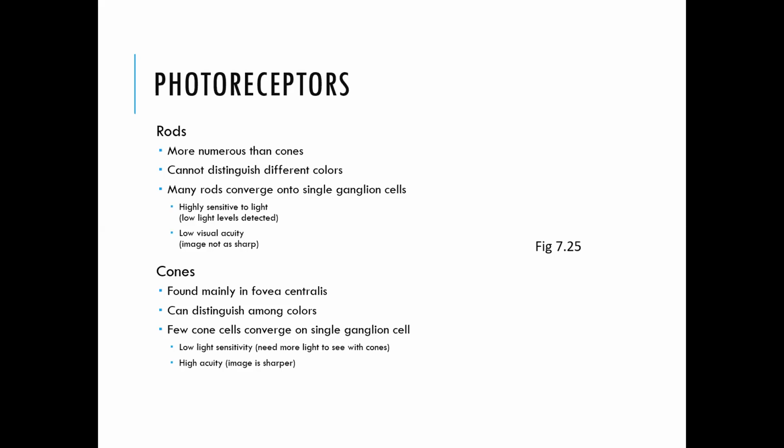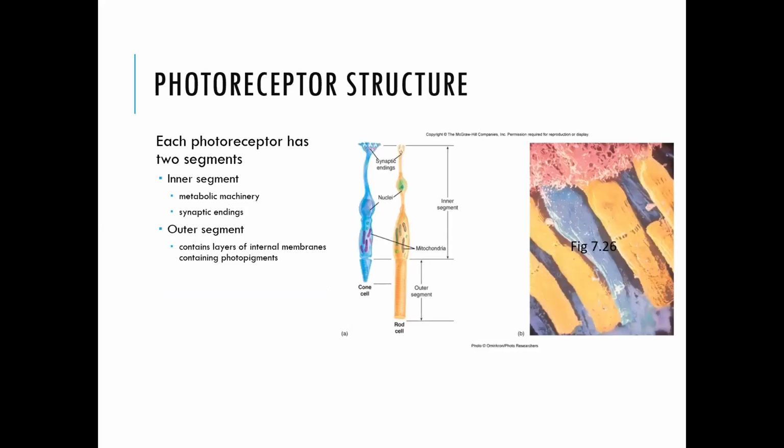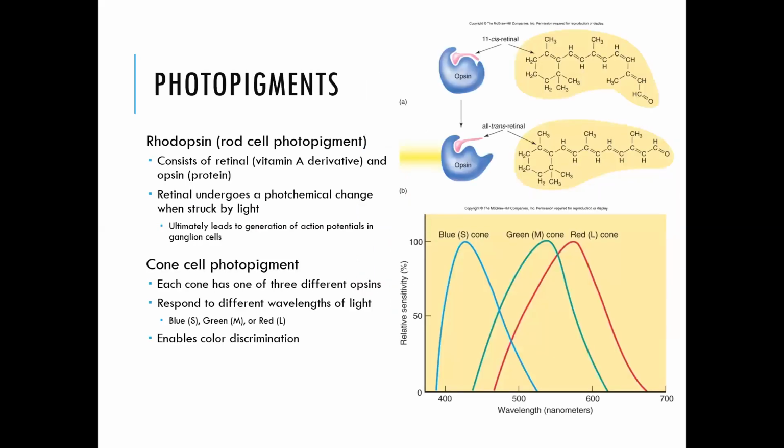And then you have your cones, which distinguish among colors. Few cone cells converge on single ganglion cells, and they generally need more light to see. With color, you would only be able to discern color if you're in an environment that is highly illuminated, and the images are much sharper than those projected by your rods. Each photoreceptor has two major segments, inner and outer segments. We're not going to go into too much detail there. You don't need to know the inner structures of those photoreceptors.